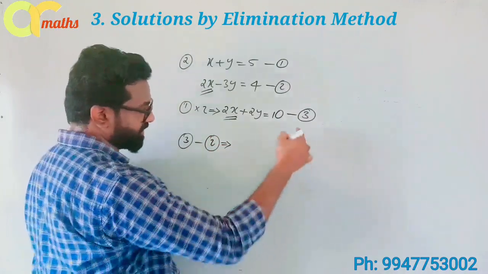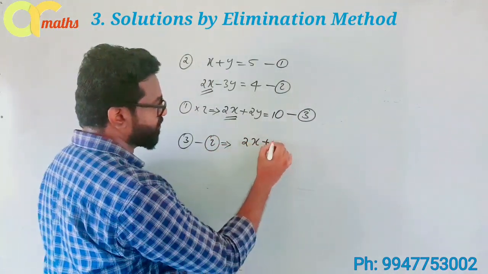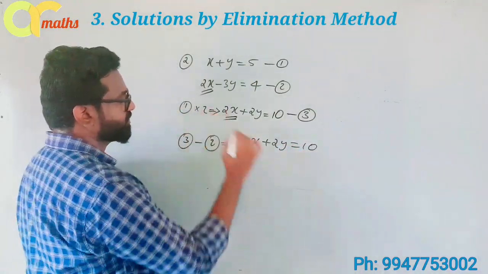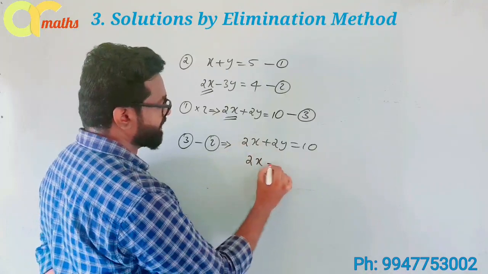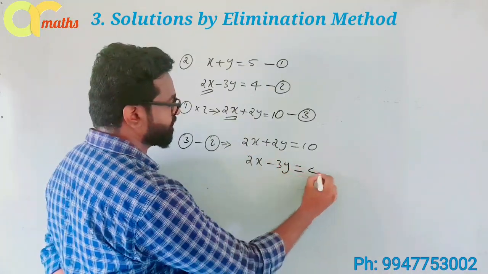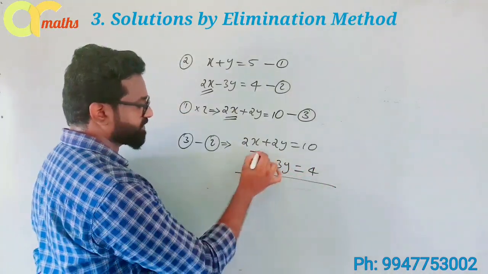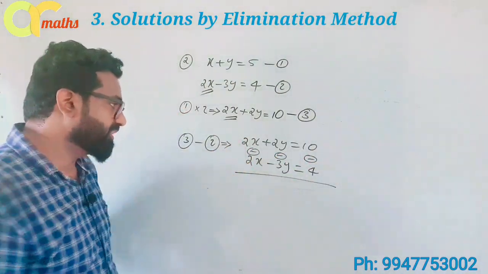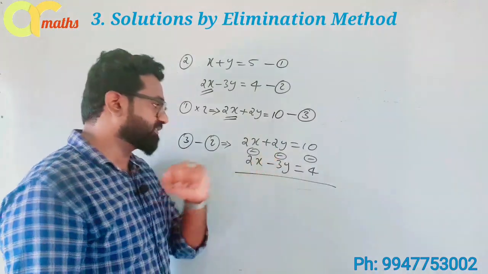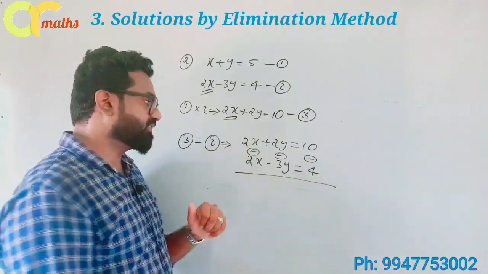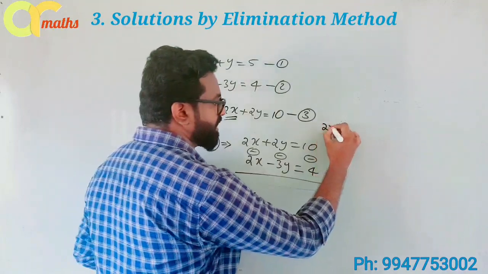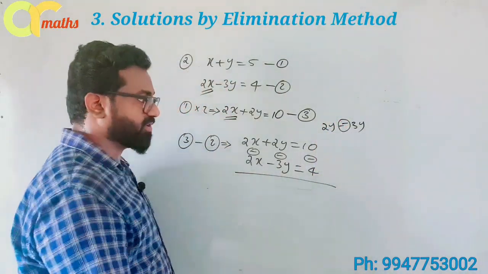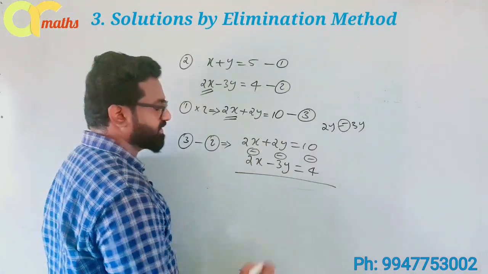What is equation 2? So equation 3, 2x plus 2y is equal to 10, minus equation 2, 2x minus 3y equal to 4. These two equations subtracting. Then 2x minus 2x is 0. Then 2y minus 3y. What is 2y minus 3y? That is 2y plus 3y, since negative together is positive. So 2y plus 3y, that is 5y.